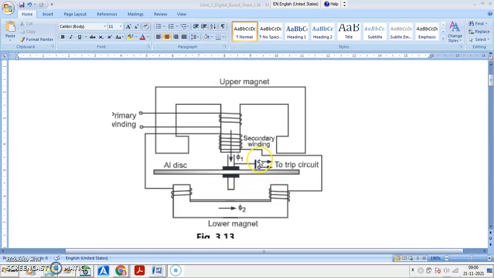it rotates to close the trip circuit contact and it gives signal to the trip circuit to operate. And hence trip circuit will operate to open the circuit breaker and isolate the fault.